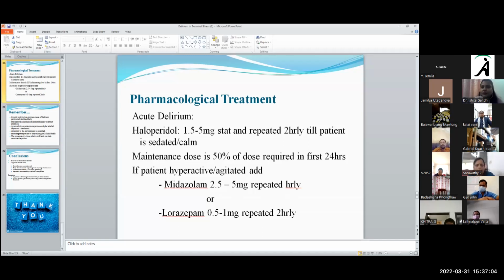Haloperidol 1.5 to 5 mg stat that can be repeated every 2 hours till the patient is sedated or the patient is calm. Maintenance dose is generally 50% of the dose required in the first 24 hours. If the patient is very hyperactive or agitated, we can add lorazepam 0.5 to 1 mg, which again should be repeated every 2 hours, or midazolam 2.5 to 5 mg, which should be repeated every hour.